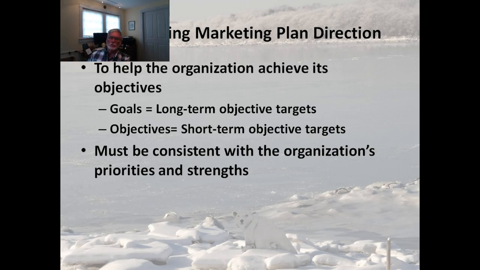When you're setting these goals and objectives for any organization, they have to be consistent with the organization's priorities and strengths. So what's the organization's mission, and what's the organization's vision, and then what are the strengths and weaknesses of the organization? We need to know those things so that we can set goals that are achievable and that we want to get to. So we need to get to a place that we need to be relative to what our mission and vision are.